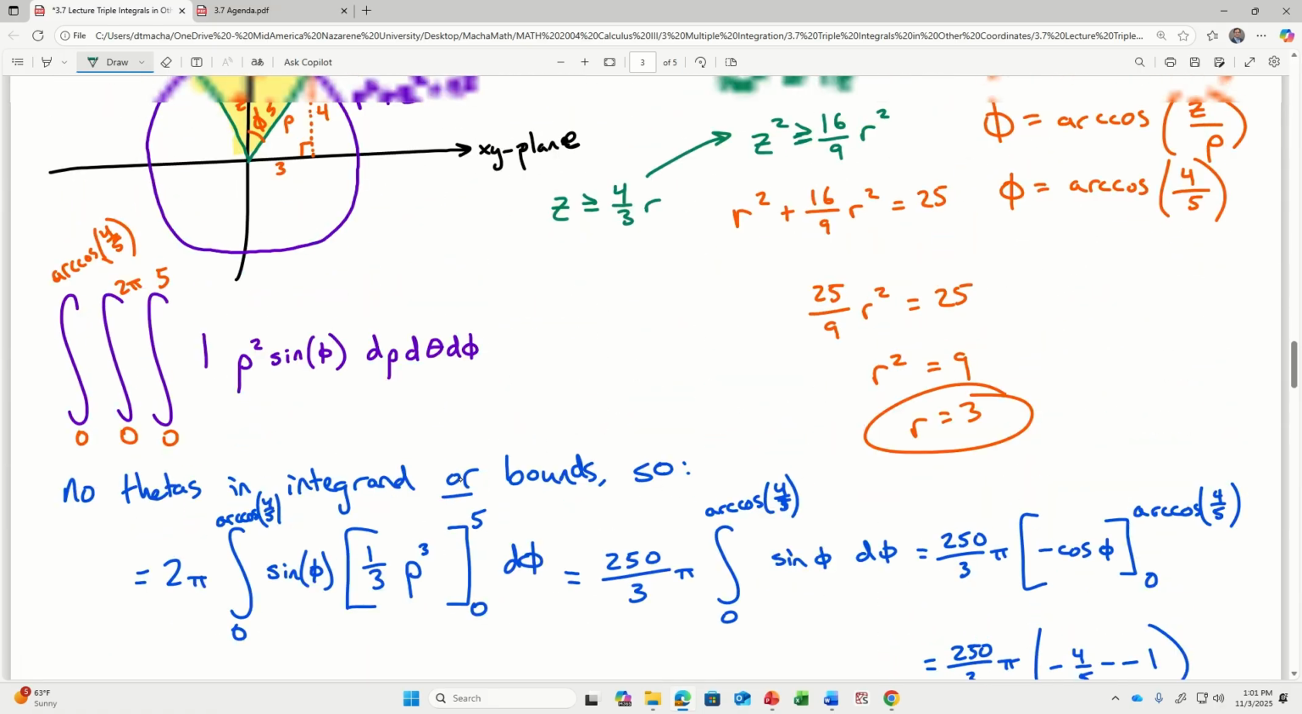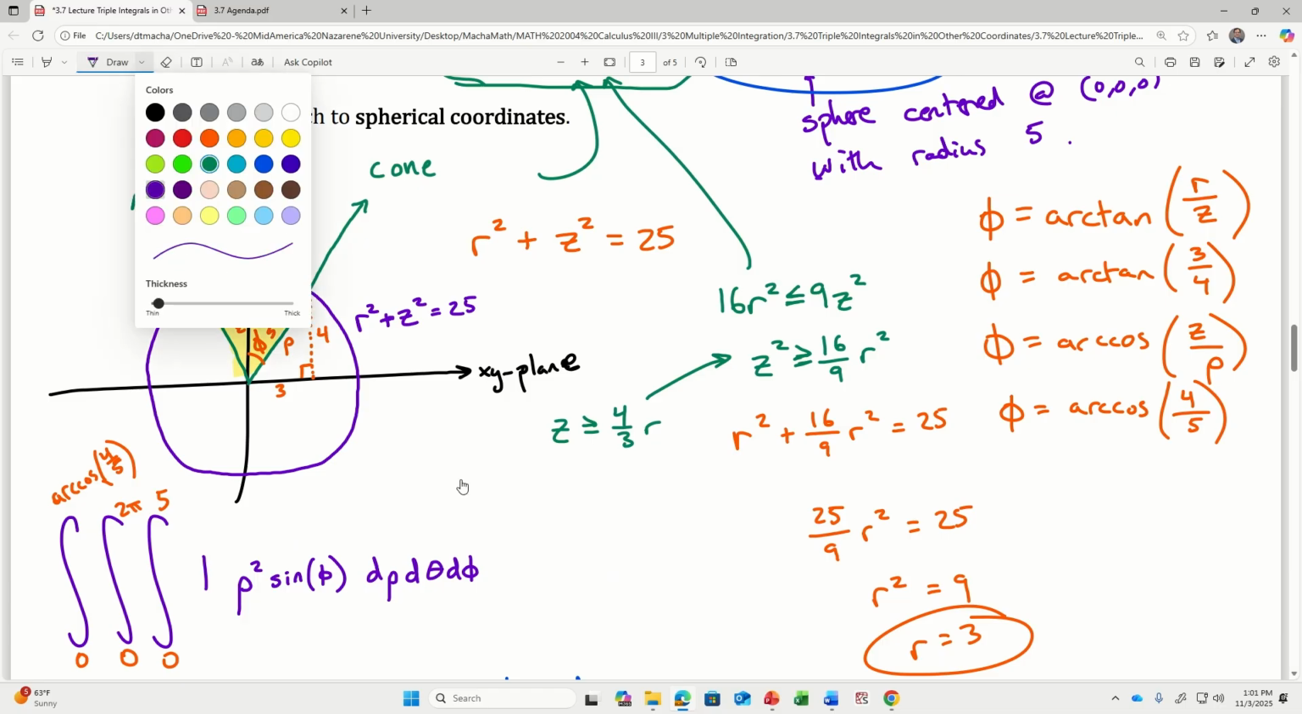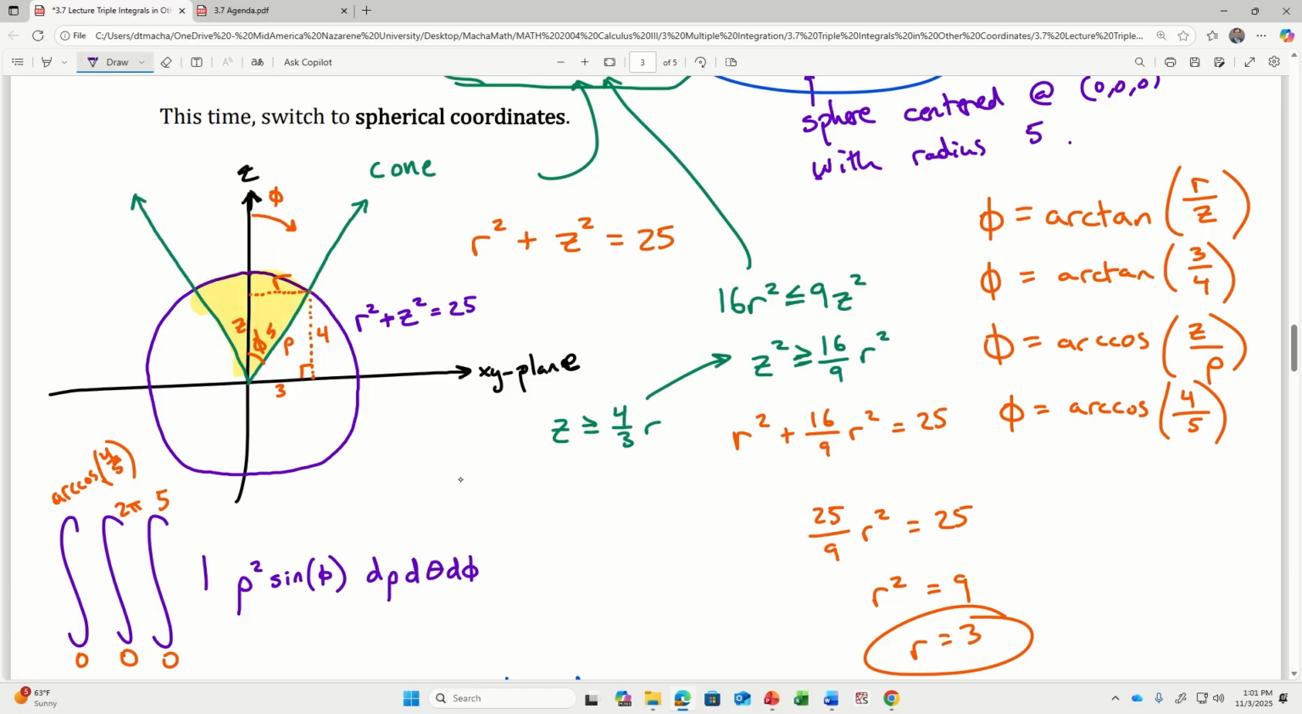The upper bound on z is the purple sphere, and that means that z has to be less than or equal to the square root of 25 minus r squared. So my upper bound on my z integral is going to be the square root of 25 minus r squared.